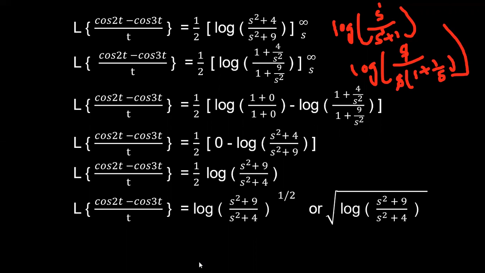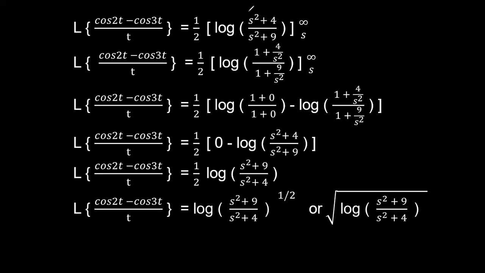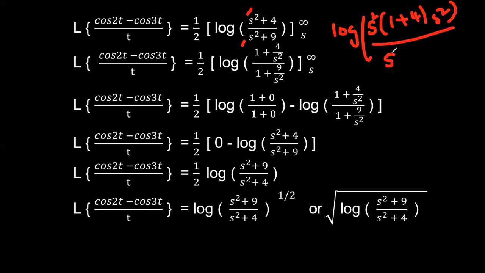Here also, in this case, in the numerator you will have the s square term, and in the denominator also you will have the s square term as the highest power. So in the numerator you have to take s square as common: s square into 1 plus 4 by s square. In the denominator also take s square as common: s square into 1 plus 9 by s square. Limits are s tends to infinity. So again this s square will get cancelled. Finally what you will get? Log of 1 plus 4 by s square by 1 plus 9 by s square.